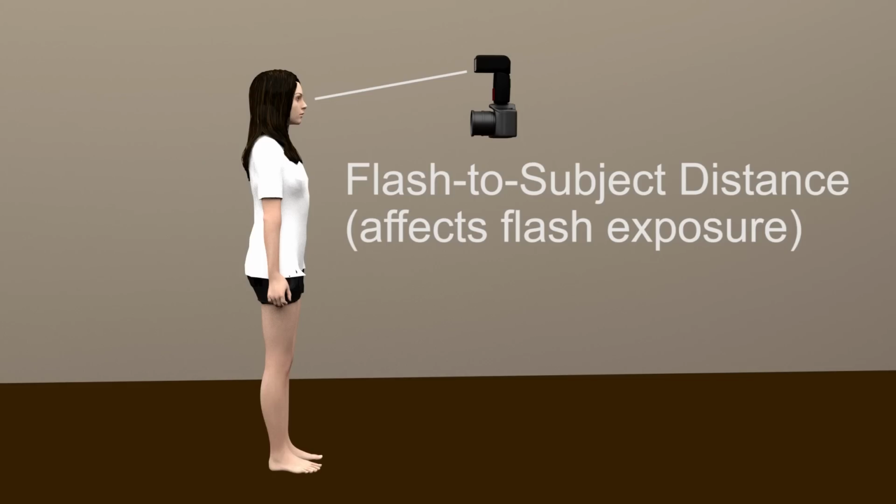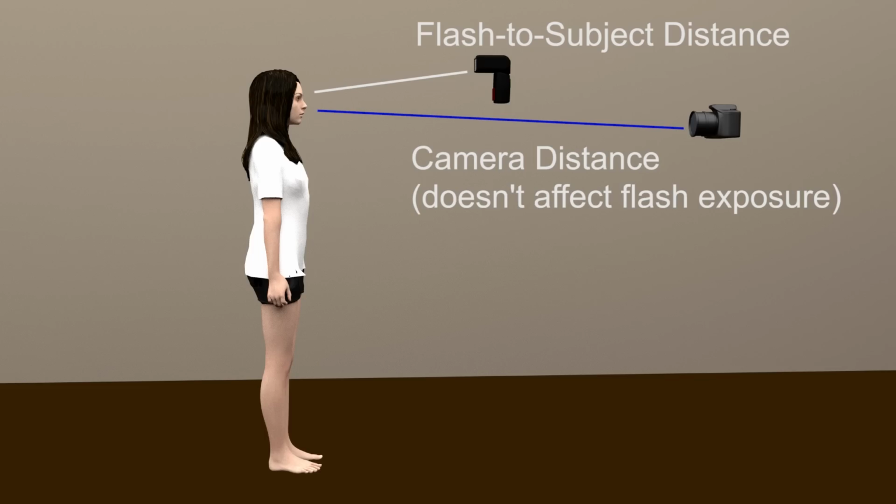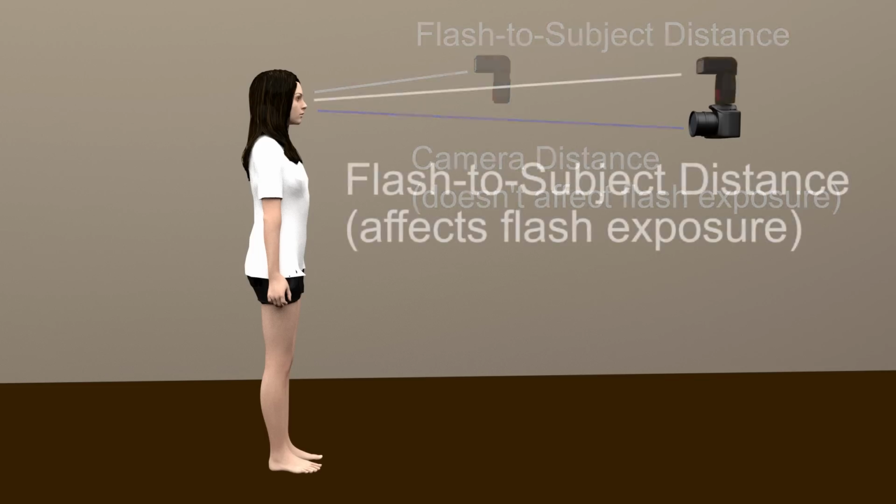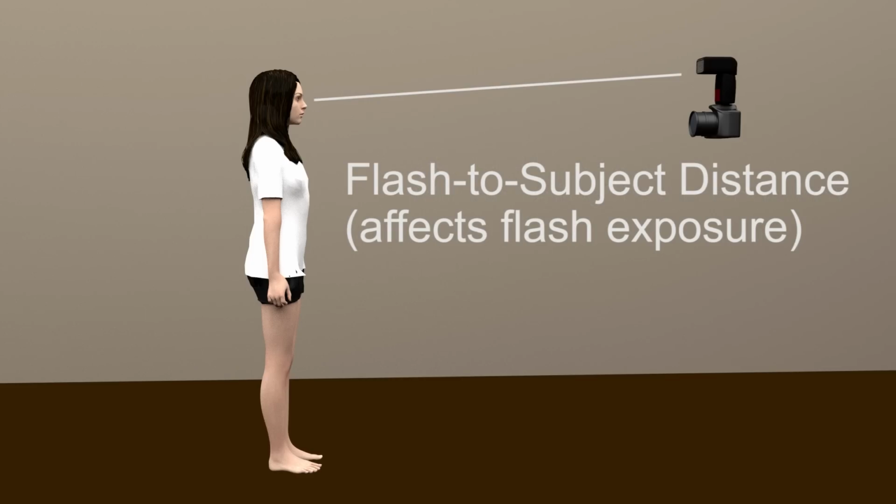Just to make this clear, it's the distance between our flash and the subject that affects flash exposure. The distance between the camera and the subject doesn't really matter. But since the flash is attached to the camera and the camera to subject distance can change, that means the flash to subject distance can change. Again, with every change in distance, flash output has to change, and TTL takes care of that automatically.